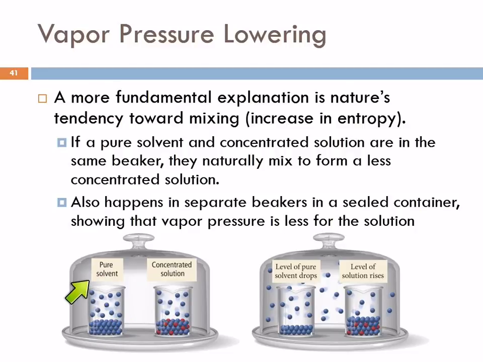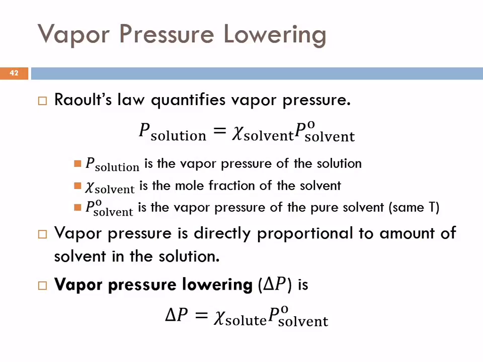Solvent evaporates from this beaker, solvent evaporates from that beaker. This is a closed system, and so solvent will condense into this beaker and condense into that beaker. And we'll see a rise in the level of liquid in the beaker that has the solute in it. Any questions? We can quantify this.